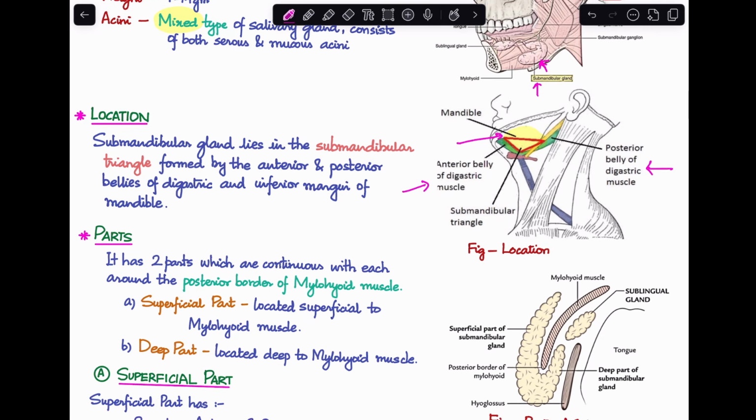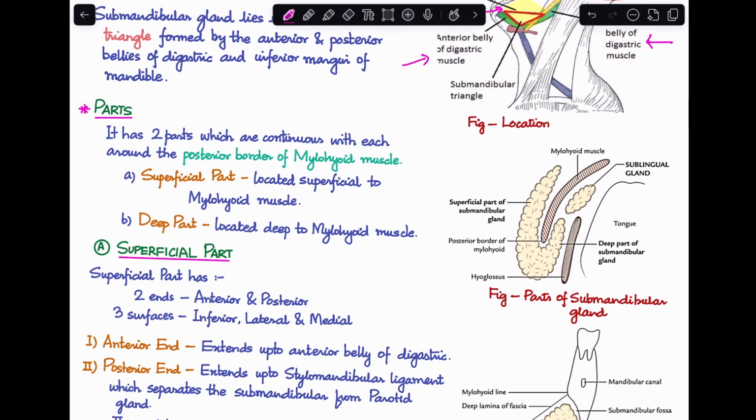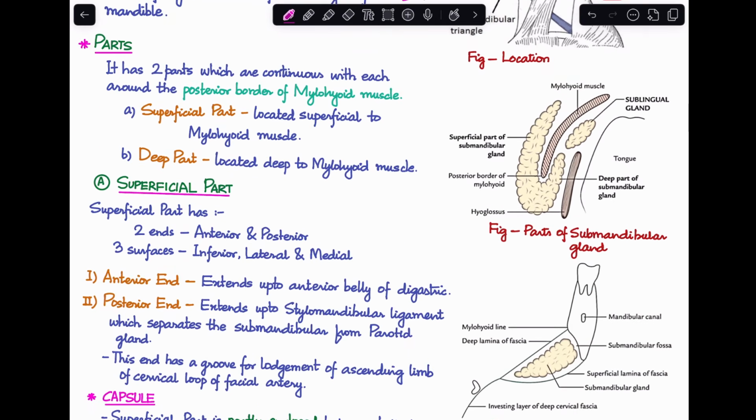Next, let's talk about the different parts of the submandibular gland. The submandibular gland has two parts, a superficial part and a deep part. And both these parts are continuous around the posterior border of the mylohyoid muscle.